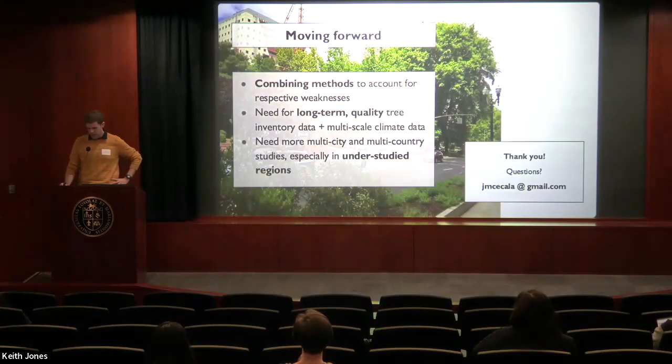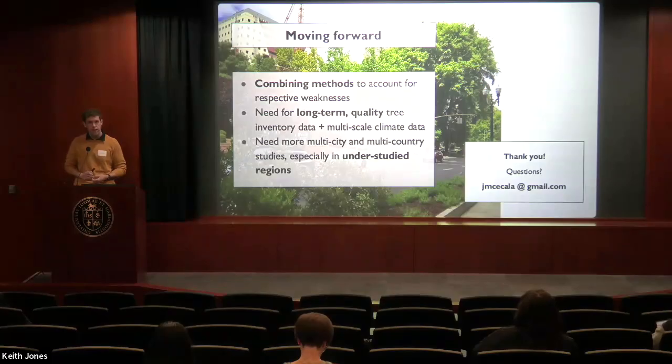Before I finish, though, I just want to share some emergent themes for future research that have stood out to me so far in doing this review. I think there's a need to conduct studies incorporating multiple of these approaches to account for their respective weaknesses, which I think will overall result in more robust data and conclusions. Secondly, we should really prioritize collecting long-term, high-quality tree inventory data in different urban areas worldwide, which is often a limiting factor in research, and which can serve as the basis for numerous future studies. And finally, there's a clear need for studies that span multiple countries or continents even, particularly in understudied regions like the Global South, to improve our understanding of urban forest vulnerability at the global scale.